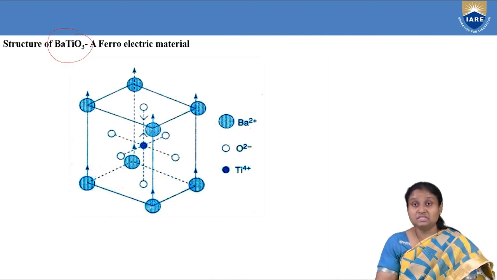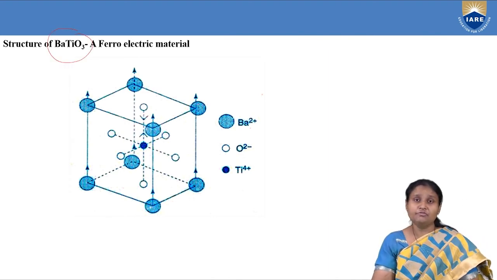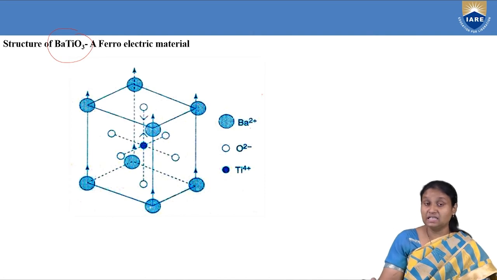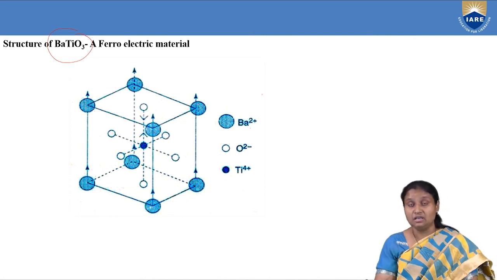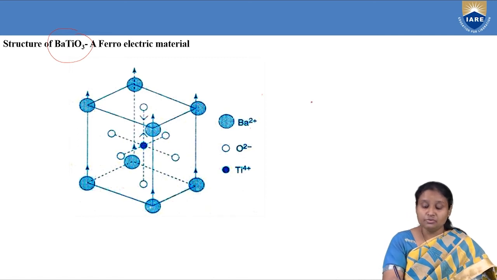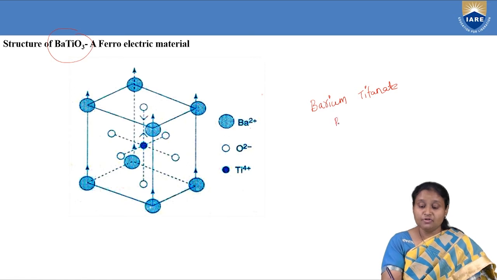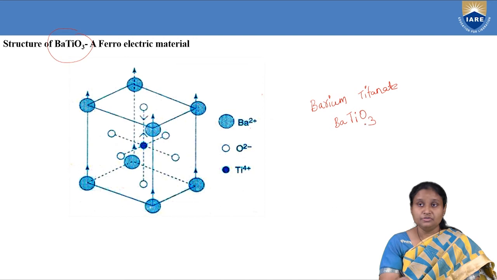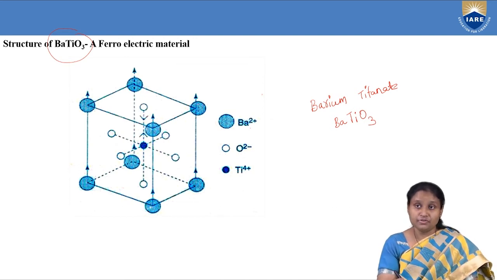So we try to see how there is conversion of ferro state to para state at T equal to Tc by taking the structure of barium titanate. Barium titanate is one good example of a ferroelectric material. What is the formula for barium titanate? BaTiO3.